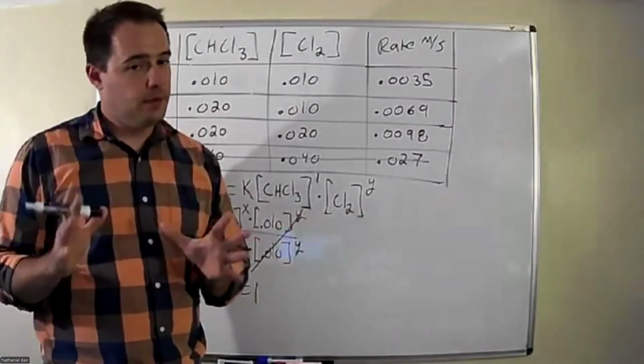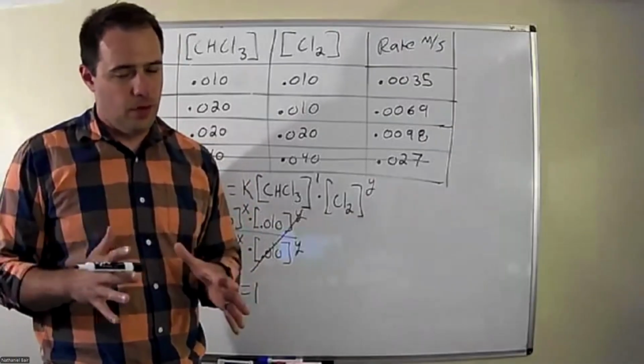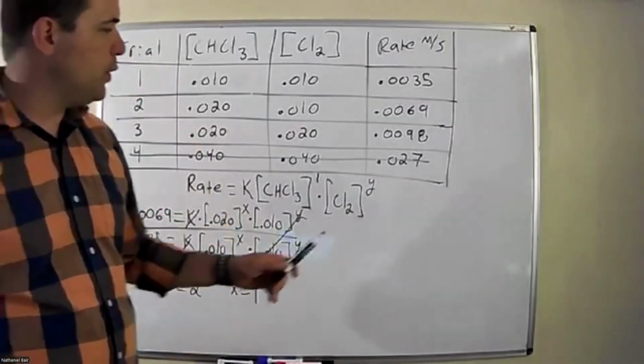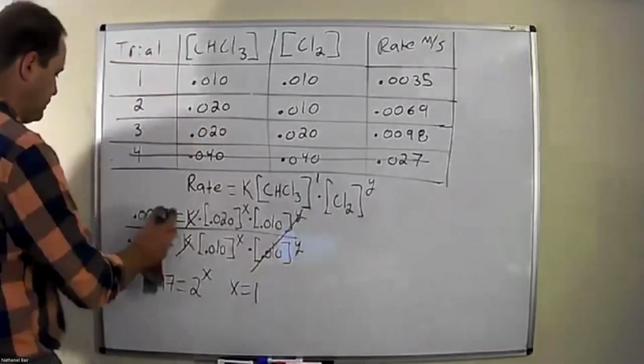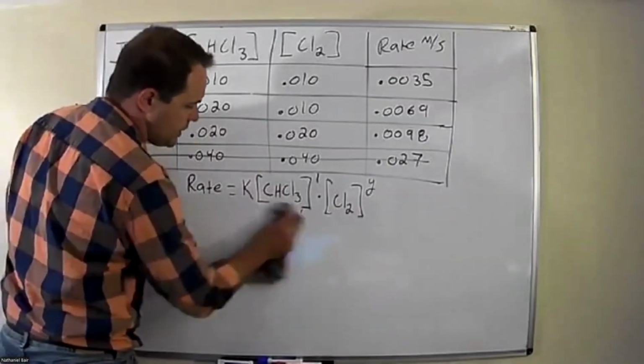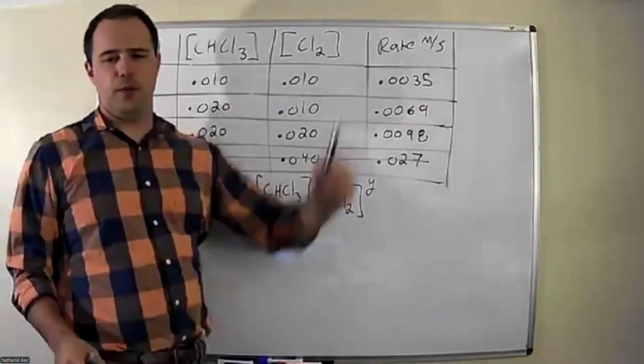Again, on the test, it's going to be 0, 1, or 2. So this is not test level. This is above test level. Okay, but I want to show you how we would do it. So I want to set this up, and I want to solve for the order with respect to y. So what we need to do is, because we're trying to figure out how the Cl2 is affecting the rate of the reaction, how does this reactant affect the rate?